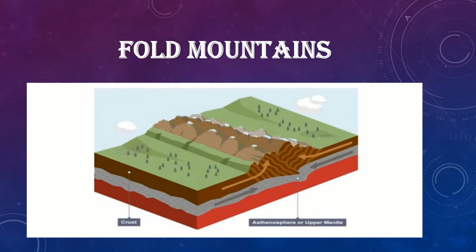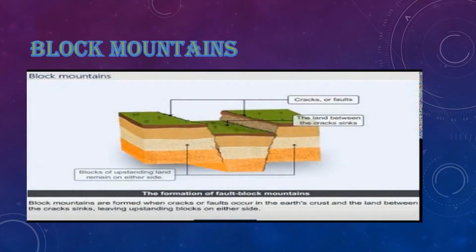Examples of fold mountains include Himalayan mountains in Asia, Alps in Europe, Andes in South America, Rockies in North America, and Urals in Russia. Next is block mountains. Block mountains are formed when enormous underground pressure forces a whole rock mass to break away from another.